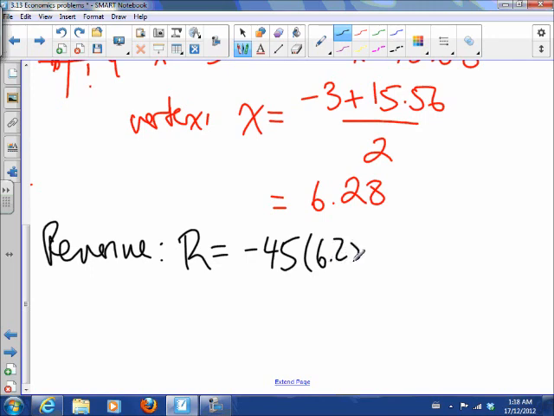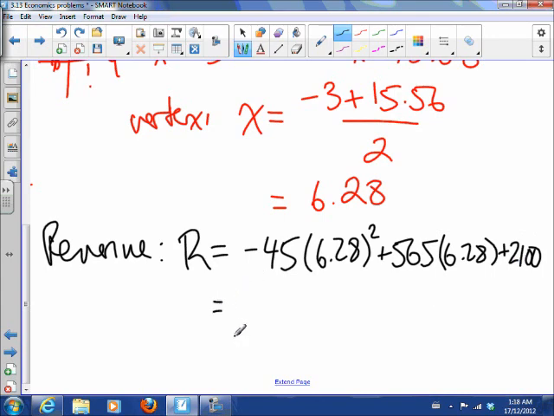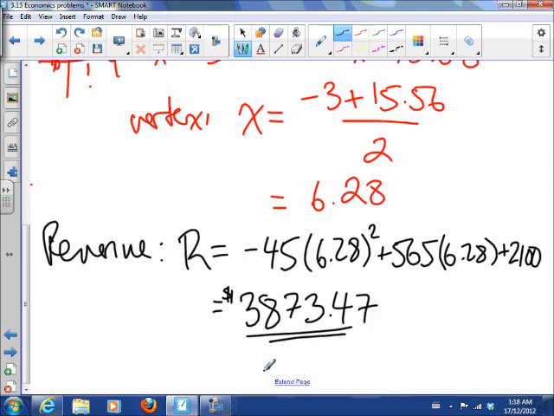-45x squared plus 565x plus 2100. Okay? So you need to work that out, and you'll get an answer that looks like $3,873.47. Okay? So this is the maximum revenue that they can hope for.